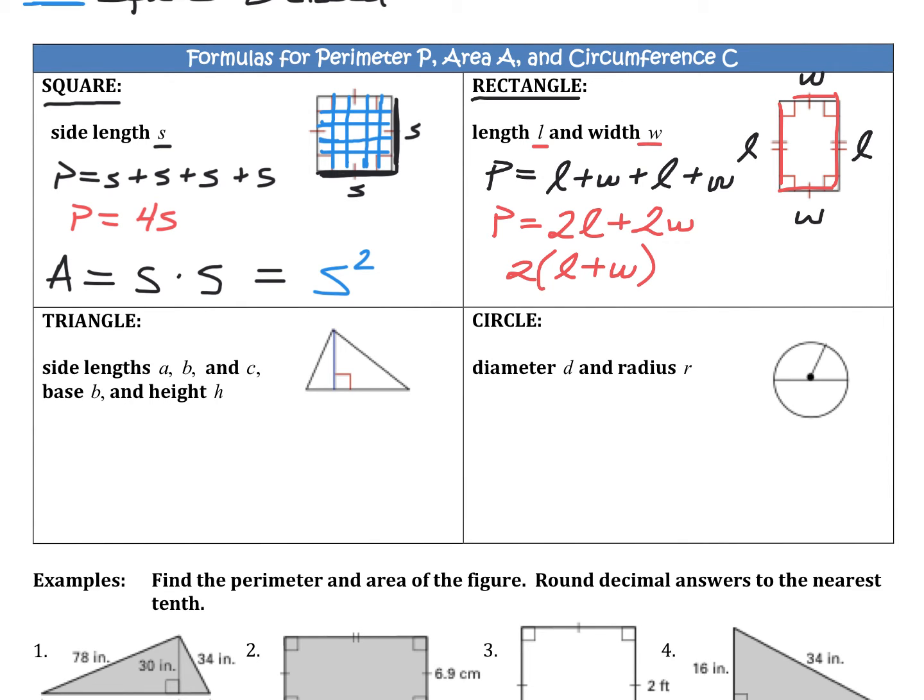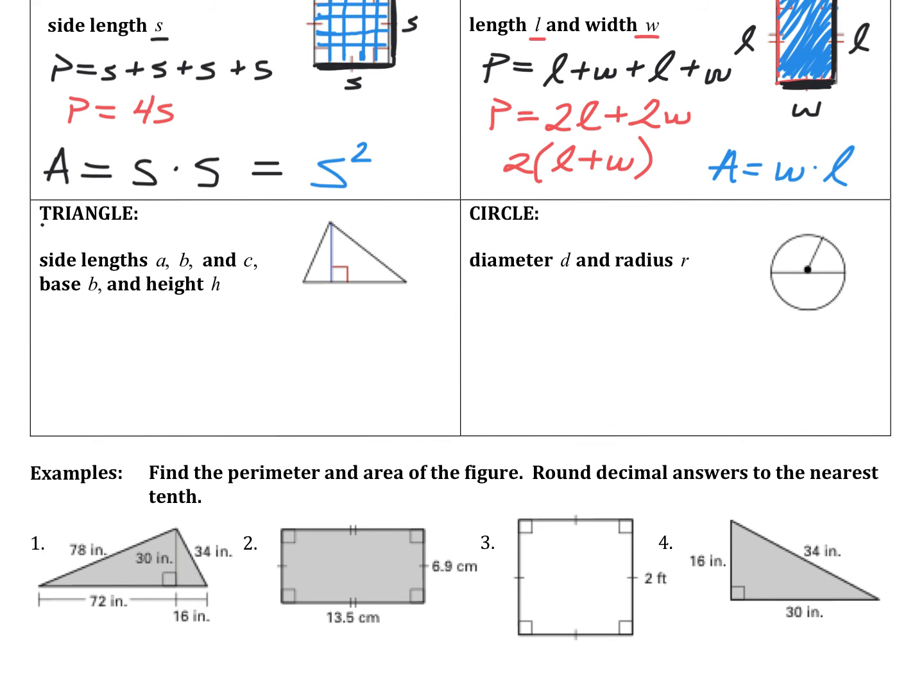And for the area, I'm talking about the space inside. So we could essentially use what we learned earlier in the square and think about how I multiplied the number of columns by the number of rows. So in this case, if I want the area of my rectangle, it's going to be the width times the length.